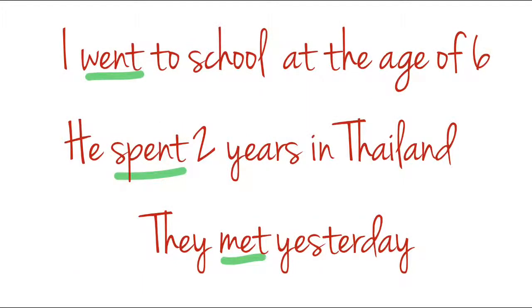Let's read some examples of sentences with past simple forms of irregular verbs again. I went to school at the age of 6. He spent 2 years in Thailand. They met yesterday.